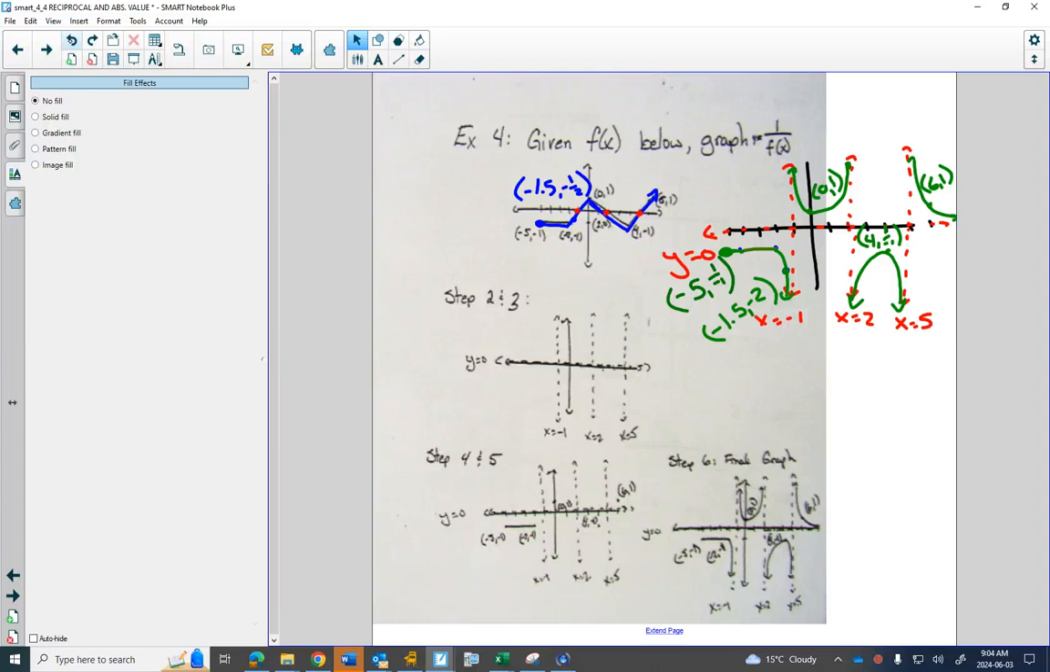So, I have a little worksheet here for you to work on some graphs. In part 1, you have to graph them first and then do the reciprocal. In part 2, the graphs are given to you. And you can draw the reciprocals right on top of those graphs.